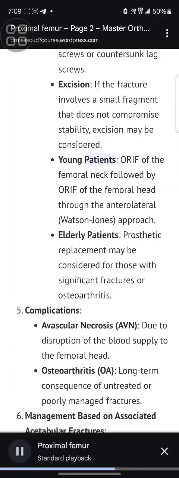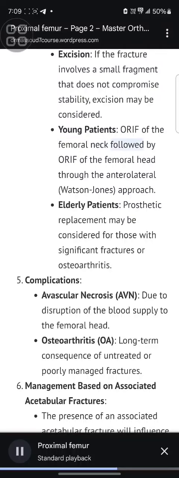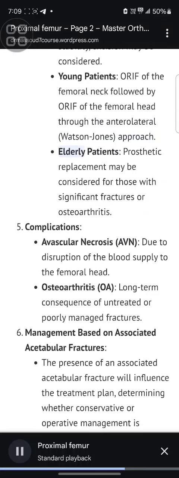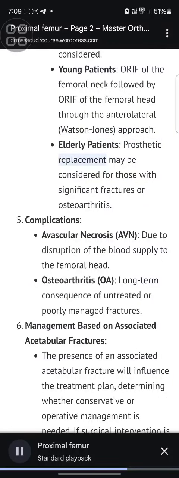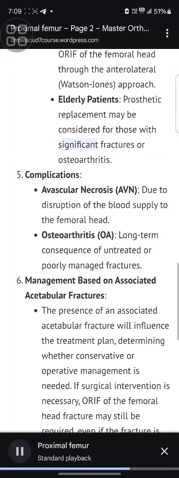Young patients. ORIF of the femoral neck followed by ORIF of the femoral head through the anterolateral, Watson-Jones, approach. Elderly patients. Prosthetic replacement may be considered for those with significant fractures or osteoarthritis.